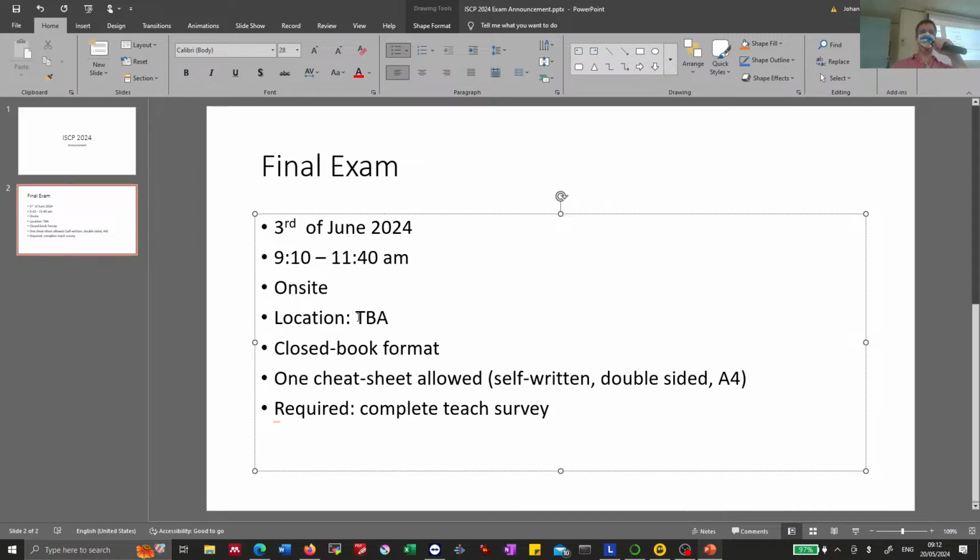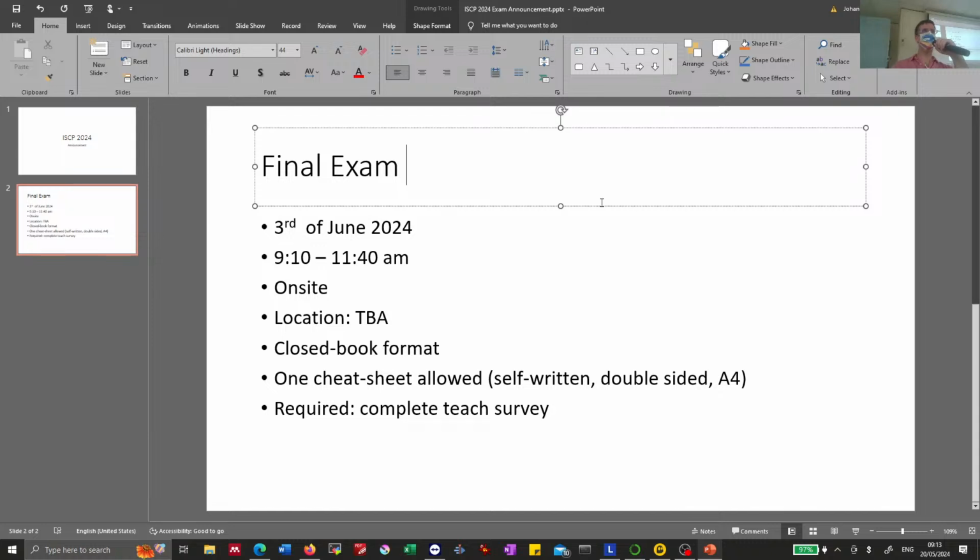The location is to be announced, but we will probably be coming here in PCO2. And I already instructed the teaching assistants to book the room next door. So it will be the same setup on location as for the midterm.